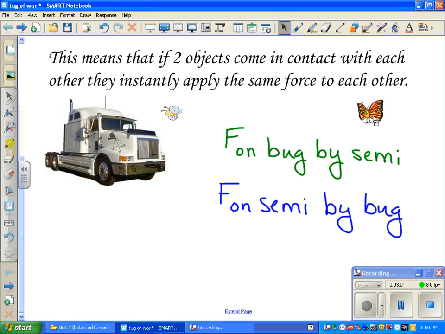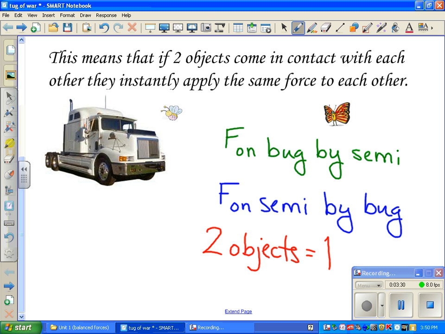Mr. Butterfly says, let's check it out. We got a bug here and a bug here. That's one object. We've got a semi over here and a semi over here. That's two objects. 1 plus 1 is 2. Good job, Mr. Butterfly. So we have exactly two objects equal how many forces, Mr. Butterfly? 1. Good job, Mr. Butterfly. Two objects only equal 1 force. So you get two objects, 1 force.